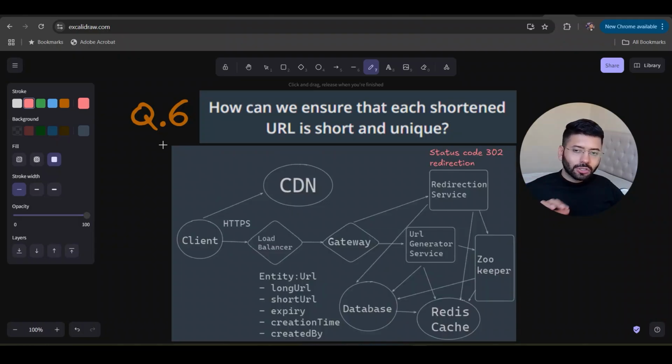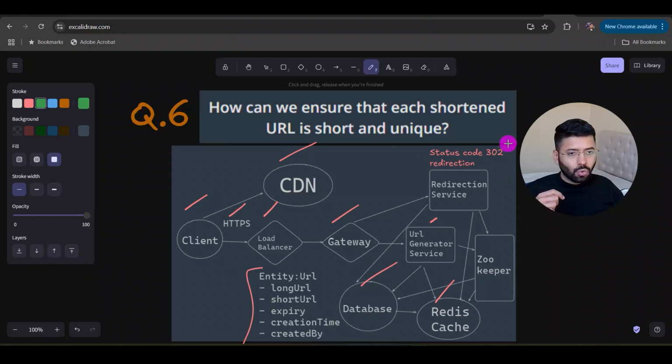Let me share that. Okay, so this is my updated answer for this question. A few of the things are the same: the client, HTTPS, load balancer, gateway, CDN, this URL generator service, database, Redis cache, and this entity part. In the redirection service, I added the status code 302 redirection, which was feedback that I received in the last question. So I've added that. Apart from all these, one important thing that I have added is the Zookeeper.